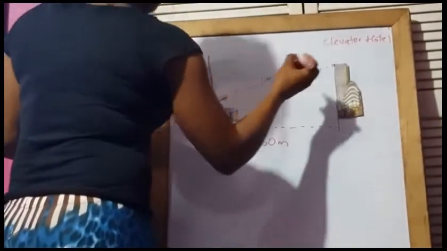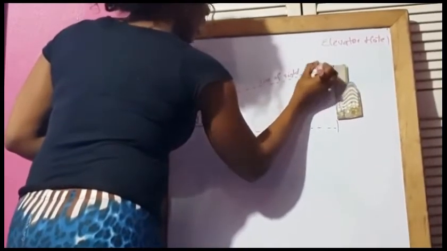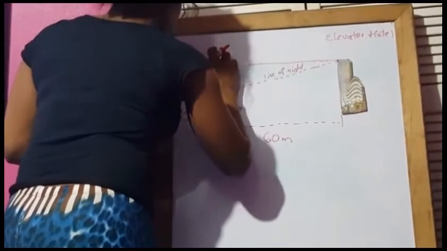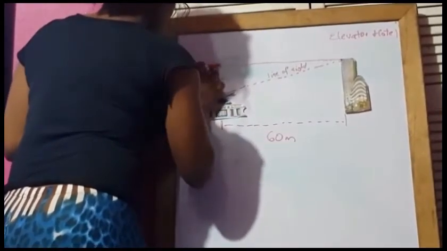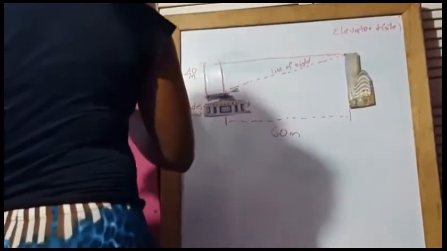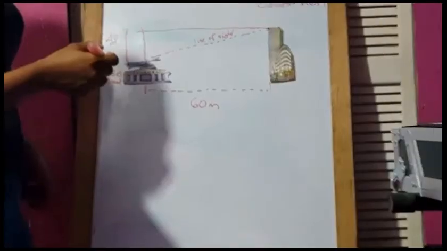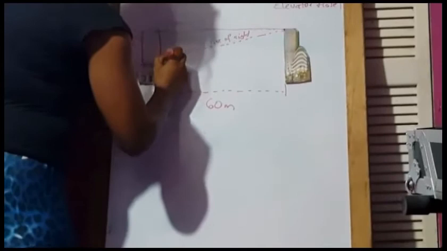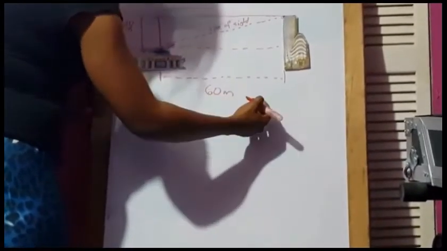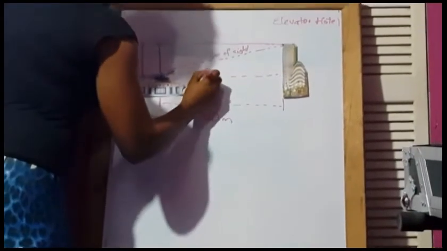And to the horizontal. And this is the horizontal. It should be 40 meters. The distance between, it should be 40 meters, mentioned in the question. Alright? And then we have the horizontal distance, which is 60 meters.